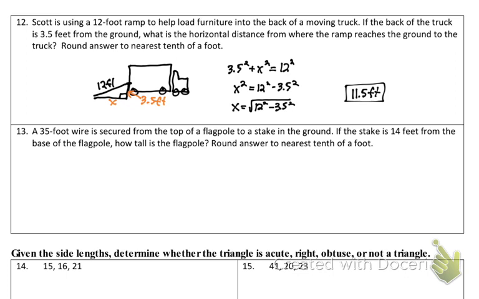13. A 30-foot wire is secured to the top of a flagpole to a stake in the ground. If the stake is 14 feet from the base of the flagpole, how tall is the flagpole? Round your answer to the nearest tenth of a foot. So let's draw a picture. I have a flagpole. There's my flagpole.